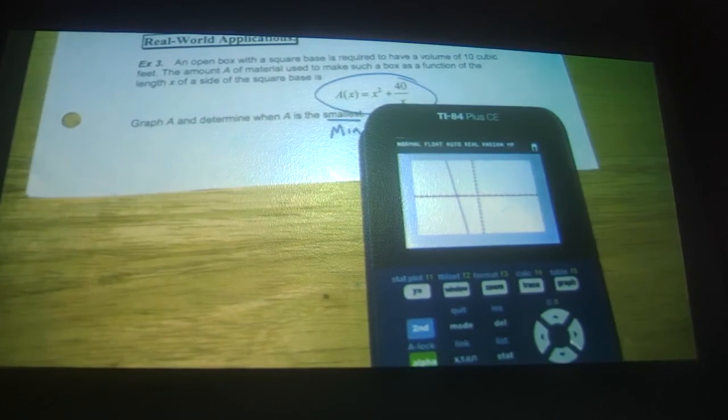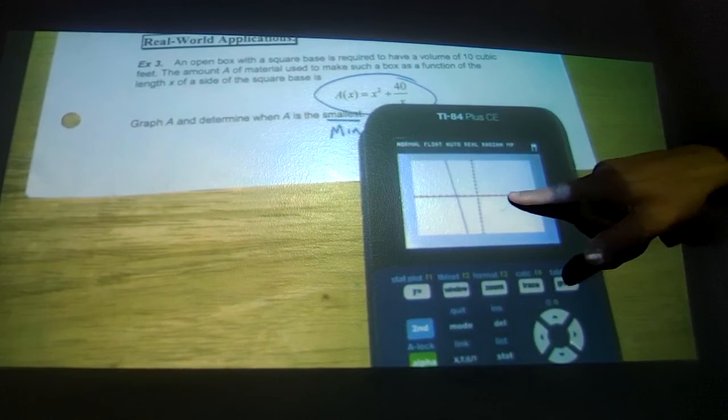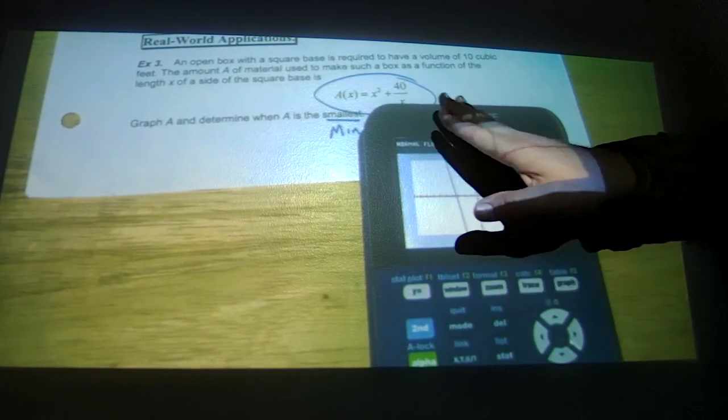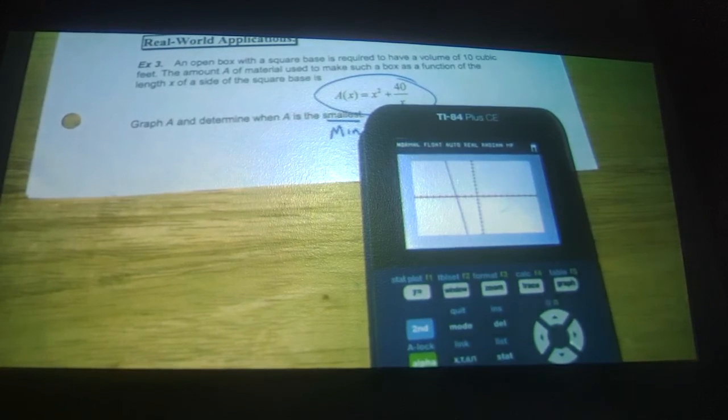Okay? Now, x values. We're looking where x is the side length, so we're really looking at the positives here. Yeah, I don't see any positive values. I only see negative values. So right now, this graph in zoom 6 is not very good. Is anybody not getting this graph in zoom 6? So this graph is not helping us at all.